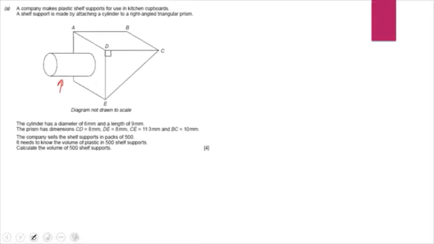So the volume of the cylinder is given by pi r squared times the height. Okay, so we know from here that the diameter is 6 millimeters. So we need to make sure we've got the radius. The radius would be 3 millimeters. And the length of it is 9 millimeters. So the length of the cylinder is 9 millimeters. So in order to work this one out, it will be pi times 3 squared times 9.